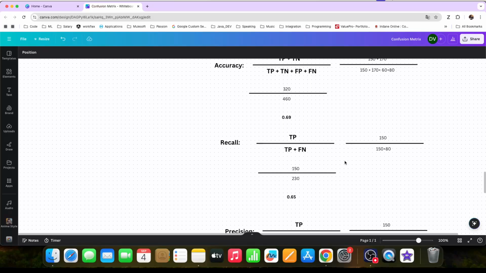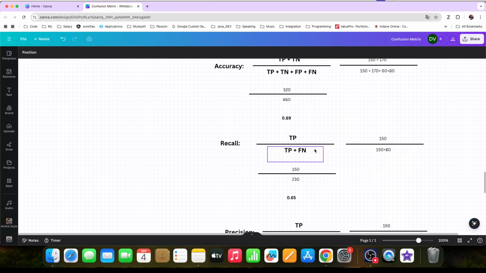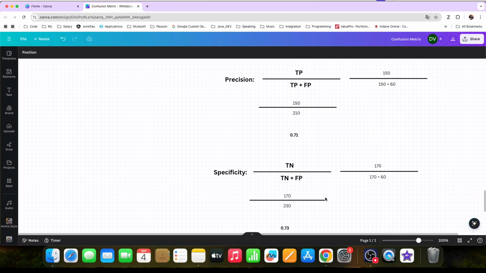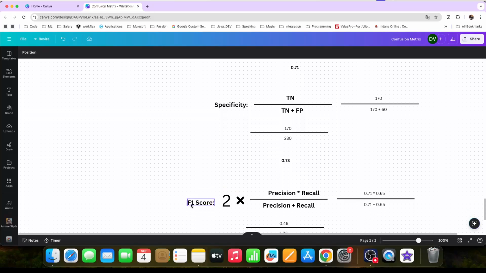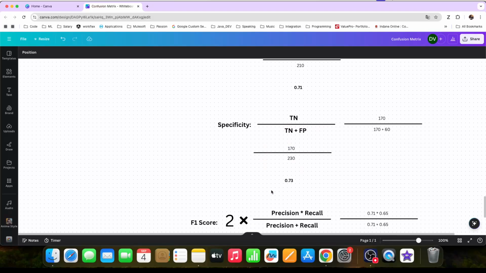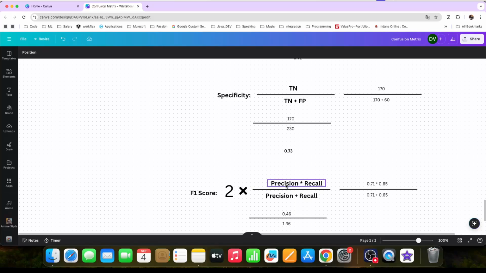Recall. What's my recall metric? My recall metric is 0.65. How did it come? You divide the true positive count by true positive plus false negative. This is what it comes to: 0.65. This is precision. This is specificity, and these are the various metrics. And then you will count your F1 score as well. Just look at the F1 score, because it includes precision and recall values. So to calculate the F1 score, you need to calculate precision and recall beforehand.